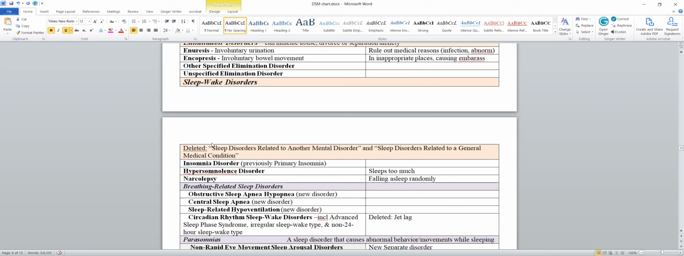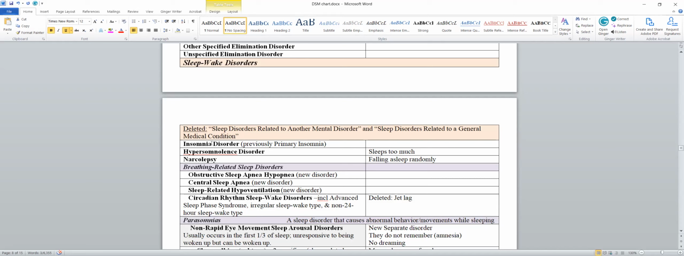Moving on to the next main category is sleep-wake disorders. There are many subcategories under sleep-wake disorders. And to save time, I'm not going to go through them first, I'm just going to dive right in. So deleted was sleep disorders related to another mental disorder and sleep disorders related to a general medical condition. Those were deleted.